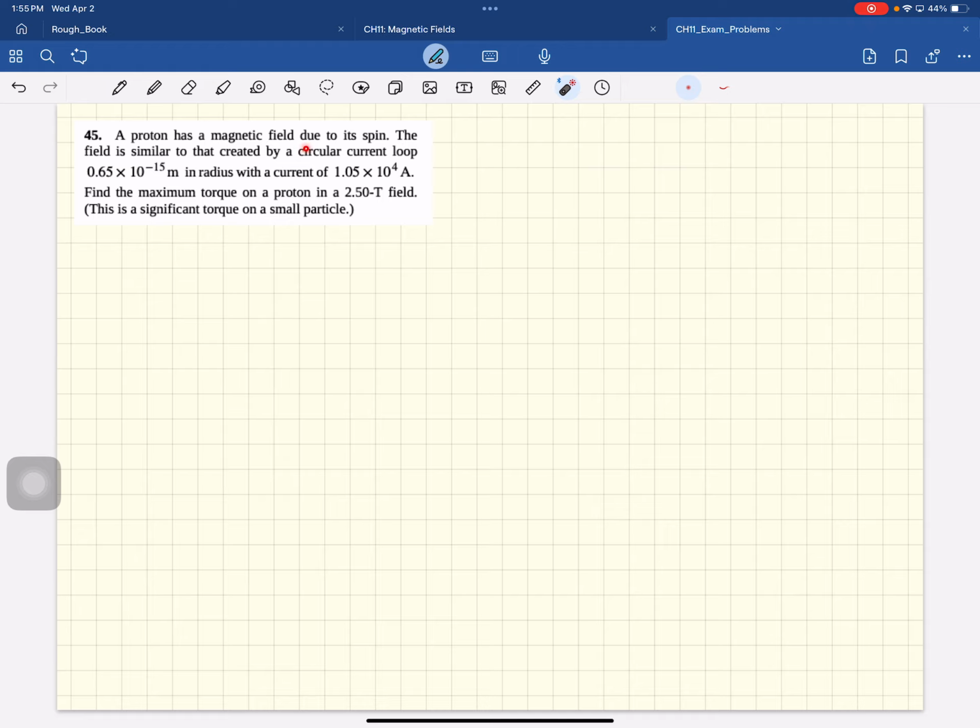So a proton has a magnetic field due to its spin. The field is similar to that created by a circular current loop, and the current is given. Find the maximum torque in a 2.5 Tesla magnetic field.